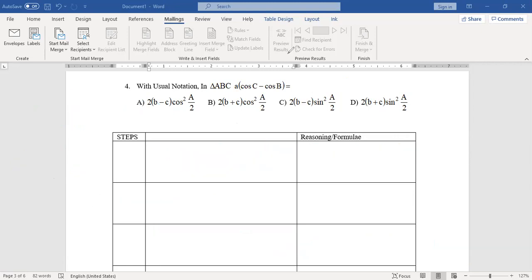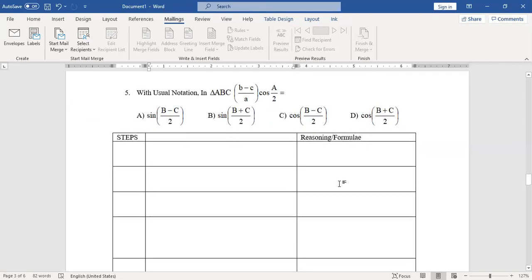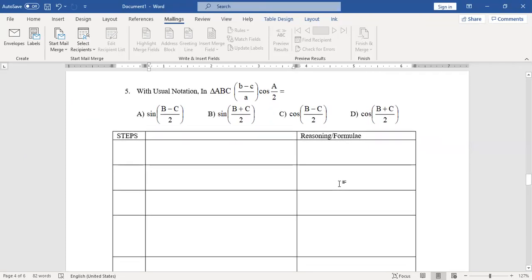Is it clear? Yes, sir. Okay, let's try the next problem. Now, the fifth question. Can you tell me what rule you will apply in this? Our answers are all in sine and cos A by 2, so there is some confusion.